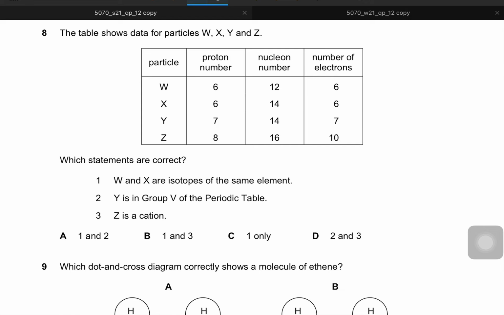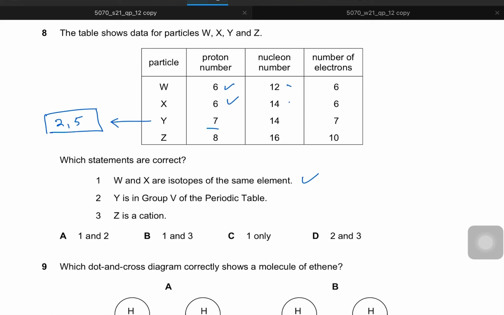The table shows data for particles W, X, Y, Z. Which statements are correct? Let's see. W has 6 protons, overall 12 nucleons, number of electrons is 6. W and X are isotopes of the same element. W and X have the same proton number, but their nucleon number is different. So yeah, that is true. Y is in group 5 of the periodic table. Y has 7 protons. Let's write the configuration 2, 5. So Y is indeed in group 5 because in the last shell it has 5 electrons.